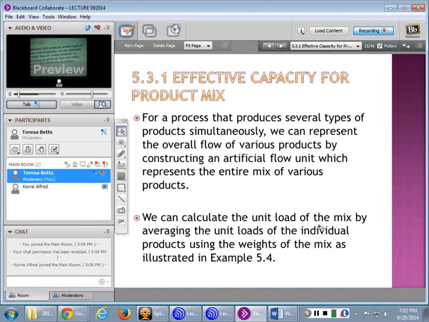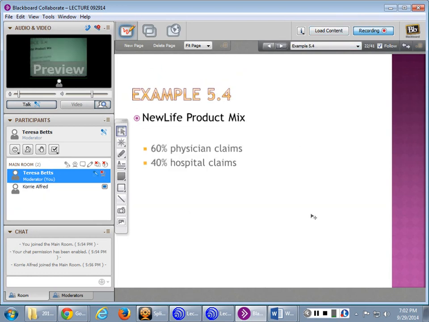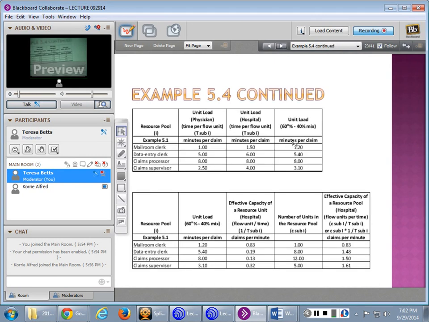We can calculate the unit load of the mix by averaging the unit loads of the individual products using the weights of the mix as illustrated in 5.4. So here's what we're doing in 5.4. New Life handles 60% physicians' claims and 40% hospital claims. Okay? So here is that table that we had at the top before that was just comparing the unit loads, right? 1 minute per claim, 5 minutes per claim, 8 minutes per claim, 2.5.